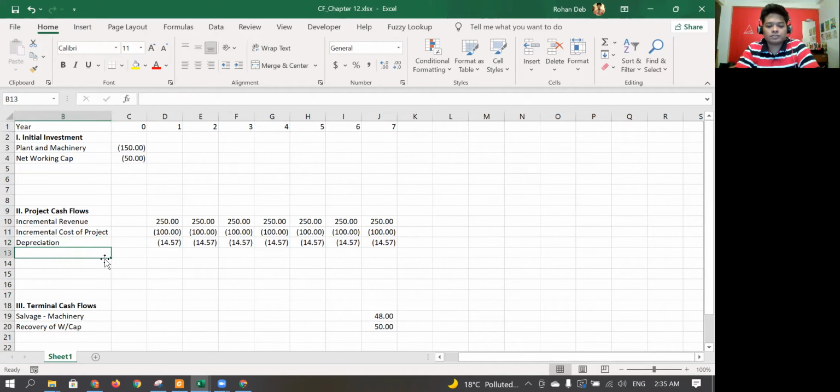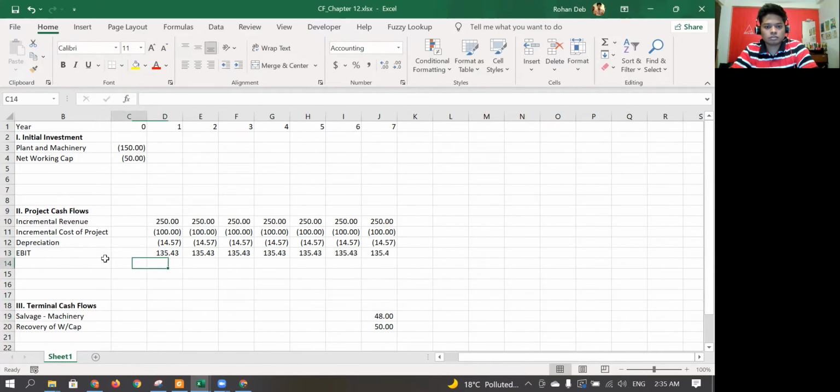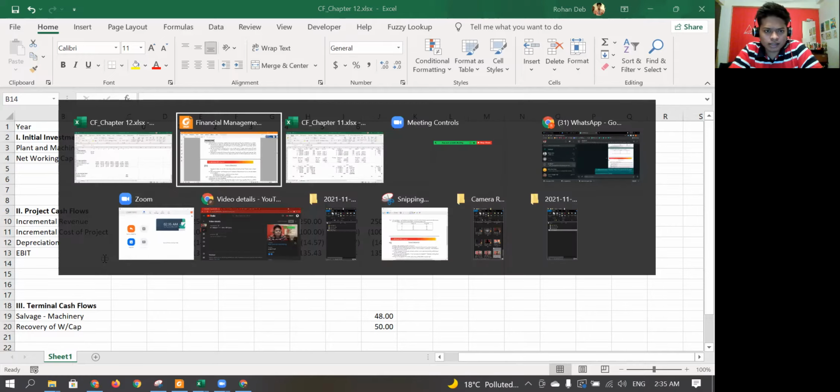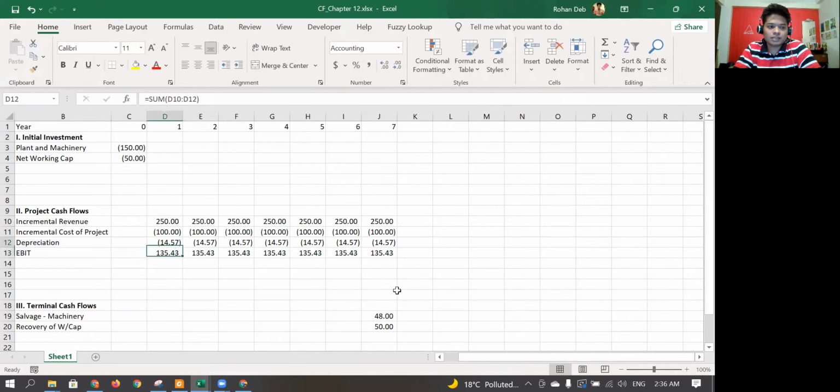So now I calculate earnings before interest and taxes, Alt equal to calculate the sum. Now I calculate interest. Is there any interest? I don't know. Tax rate is given as 30%. Plant and machinery will be depreciated at the rate of 25% as per written down value. Okay, as per written down value means, okay, so I wasted time on depreciation. So read the question when you're doing it.